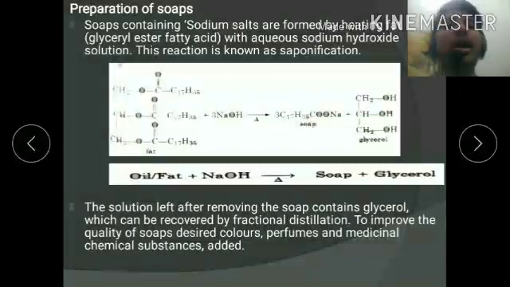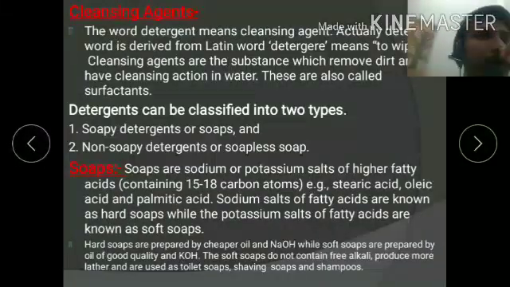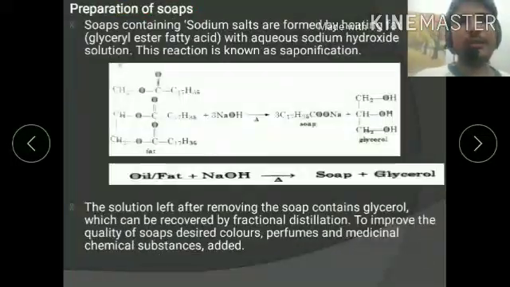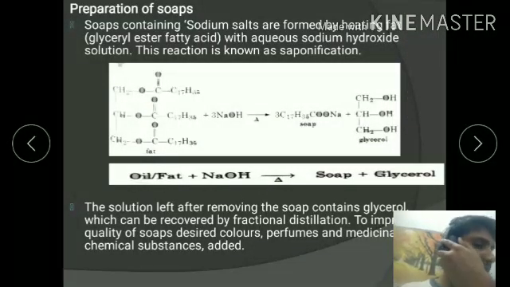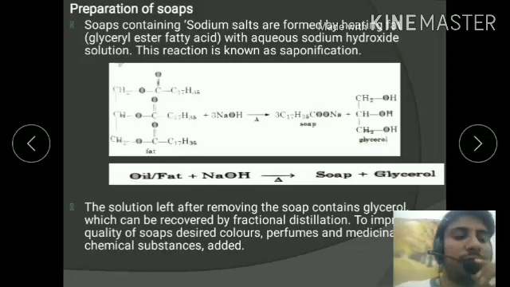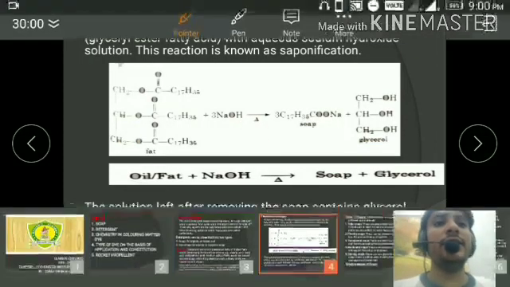The next point is the preparation of soap. How can we prepare soap? This is the method of preparation. I told you that we can prepare it from fatty acid plus NaOH.